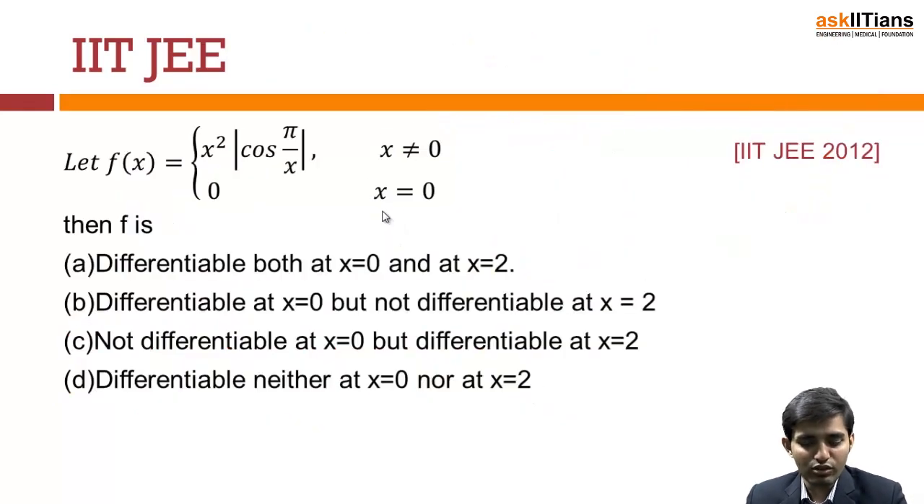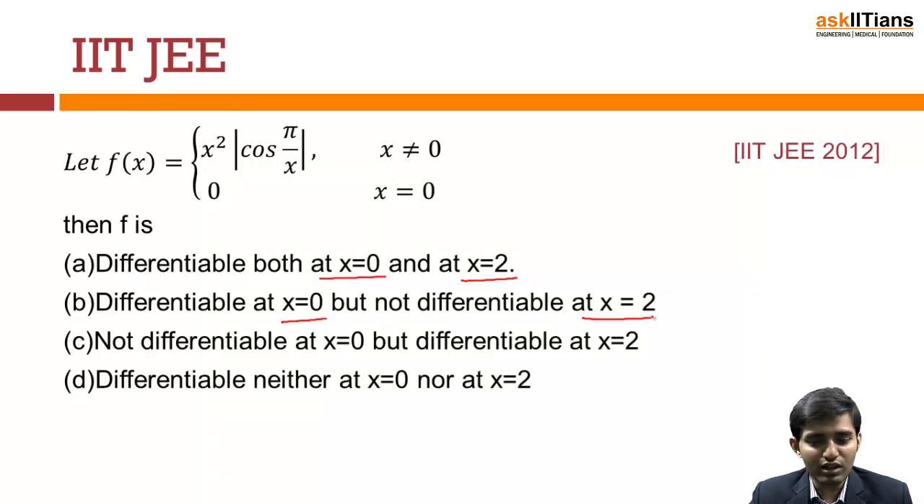Okay, now let us solve the next question, which is f of x is equal to, again the function is defined like this, and it is asked that then f is differentiable at x equal to 0 and x equal to 2, differentiable at x equal to 0 but not at 2, not at 0 but at 2. So basically we have to check whether this function is differentiable or not at 2 points, right? One is x equal to 0 and second is x equal to 2, right? At 2 points we have to check.